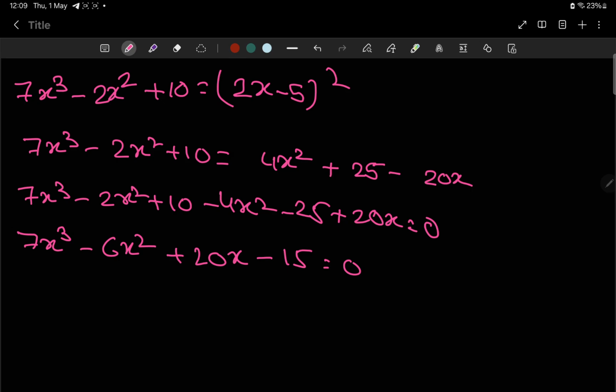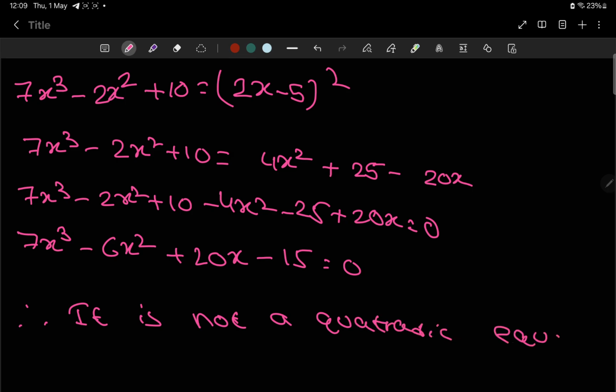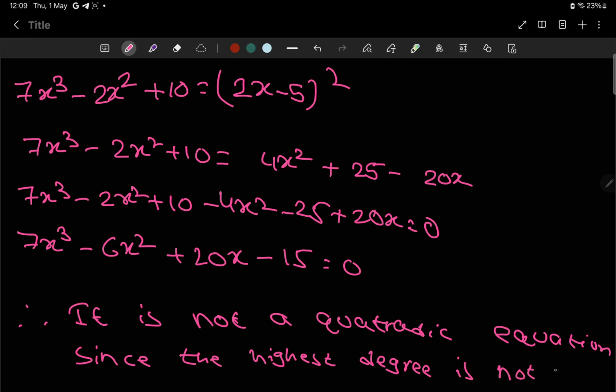So what should be the highest degree for a quadratic equation? It should be 2, right? So it's not a quadratic equation. Let's write a statement: it is not a quadratic equation since the highest degree is not 2. So that's all.